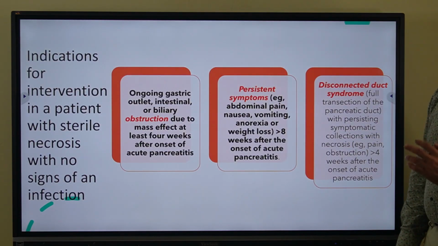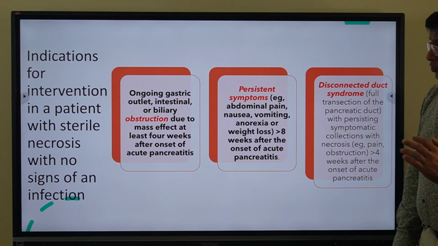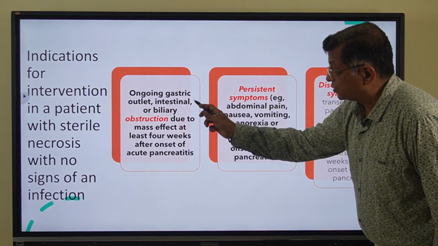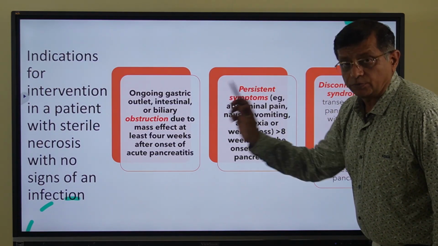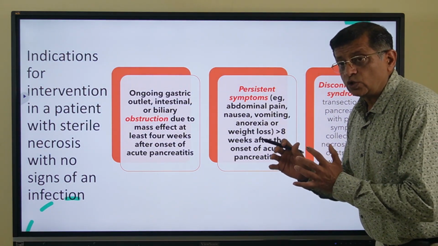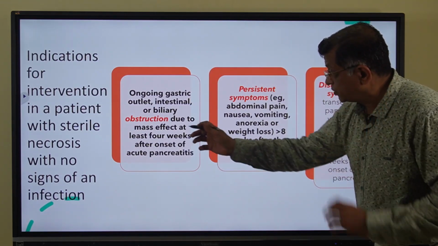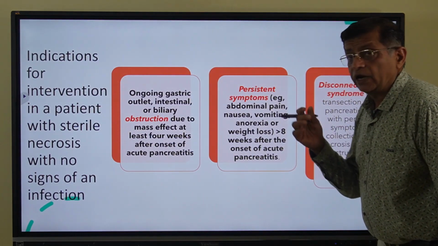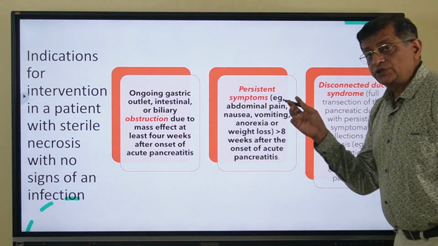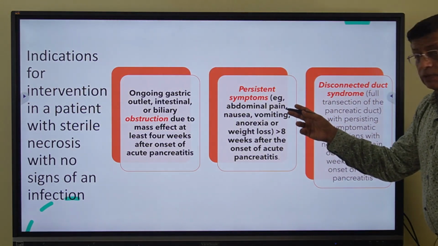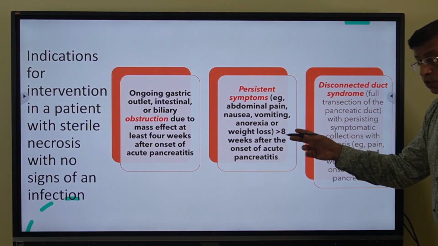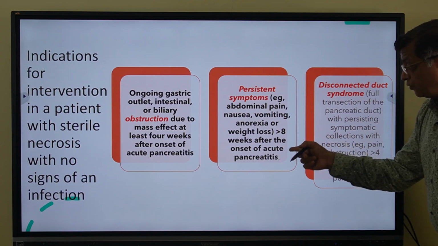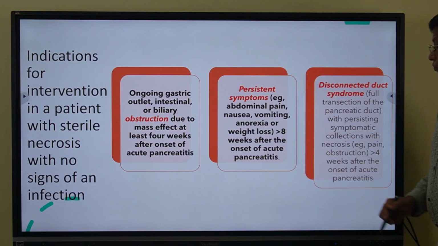So are there any indications for interventions in sterile necrosis? There are some. If there is ongoing gastric outlet, intestinal or biliary obstruction. So if the necrosis is causing mass effect and obstruction due to mass effect at least 4 weeks after the onset of acute pancreatitis, then you may have to intervene. If there are persistent symptoms like abdominal pain, nausea, vomiting, anorexia, weight loss or increased satiety after 8 weeks, then you may require to intervene.